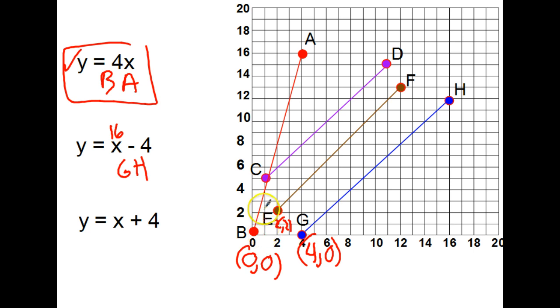So let's check it out real fast. 1, 5. If I put a 1 in for X, 1 plus 4 is 5. And D is over here at 11, 15. So if I put 11 in, 11 plus 4 equals 15. So this one would be CD. And that's just a fast video to show me how to match an equation to a line.